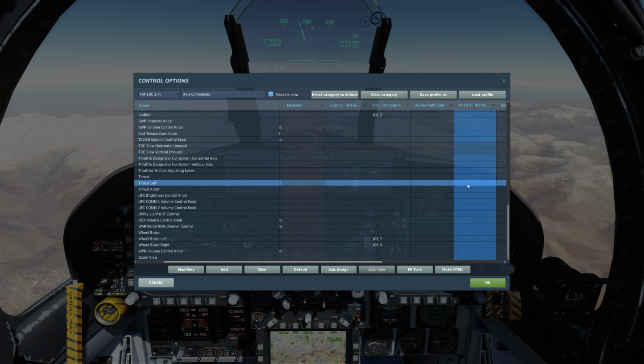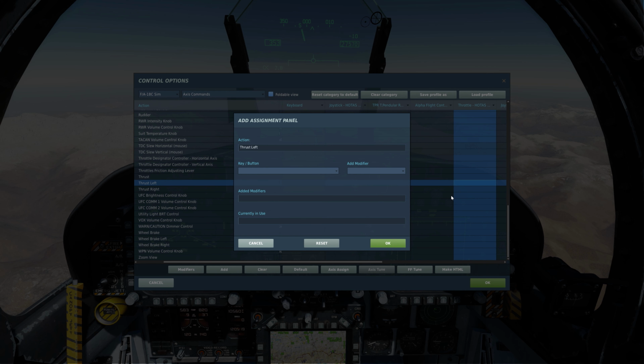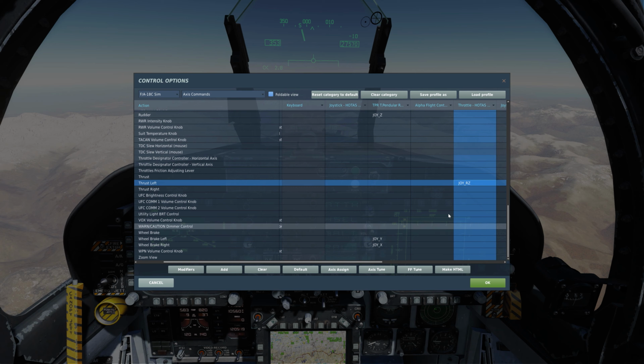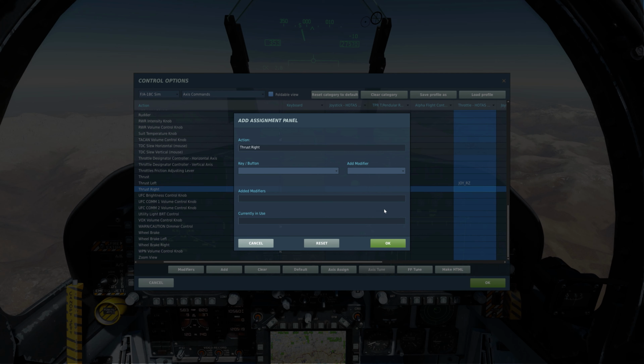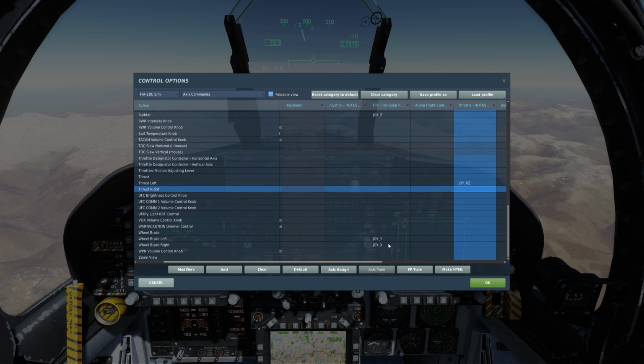If you're like myself and you have two independent throttles, like the Thrustmaster Warthog does, we're going to do them one at a time. So we're going to do thrust left, double click it. I've got my throttles in full aft. I'm going to push the left one full forward. There's Joy RZ. Got that one set. Rinse and repeat with the right. And we're good to go.